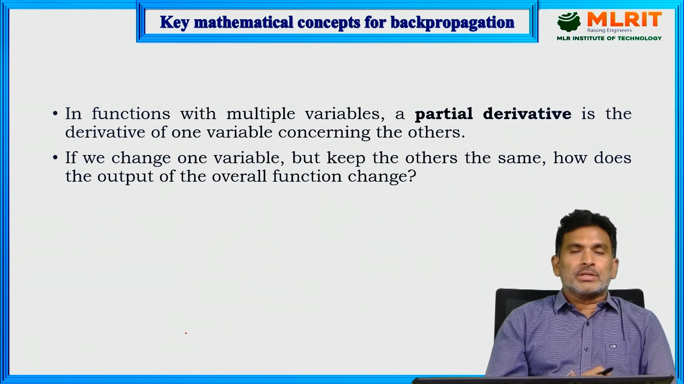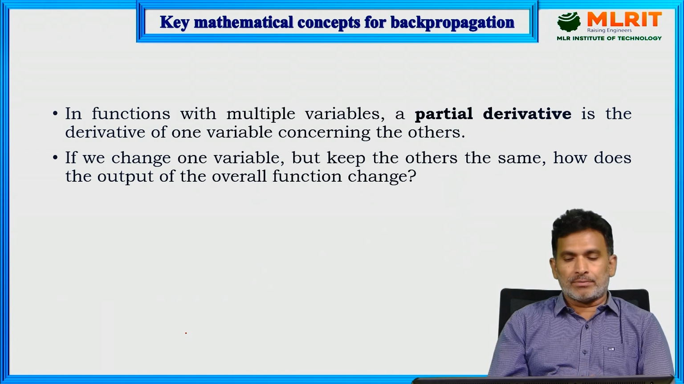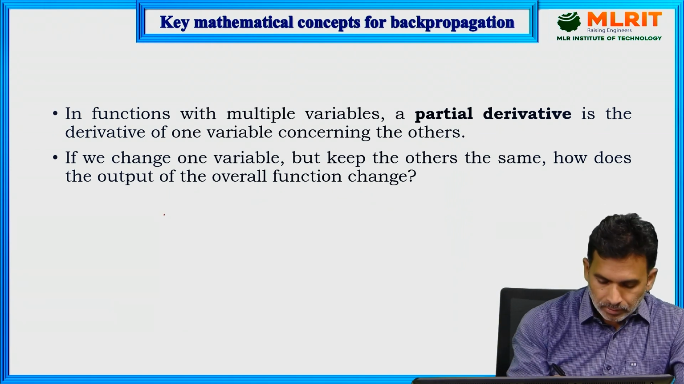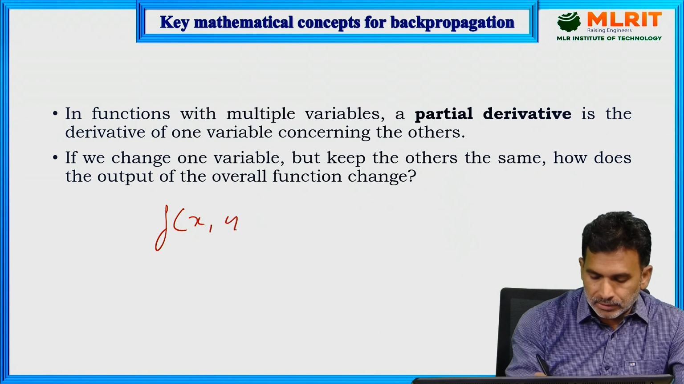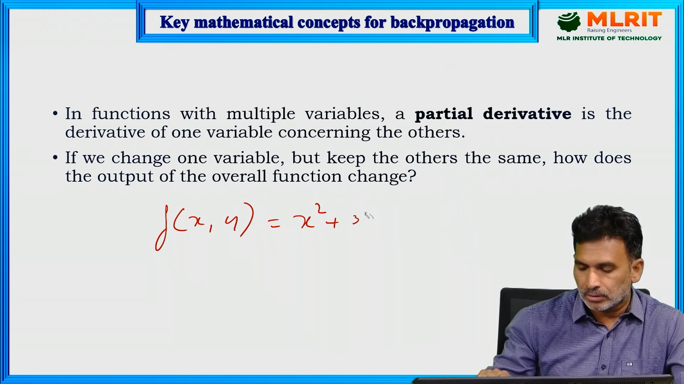In functions with multiple variables, a partial derivative is the derivative with respect to one variable concerning the others. Suppose f of x comma y is a function, that is x square plus 3y square.